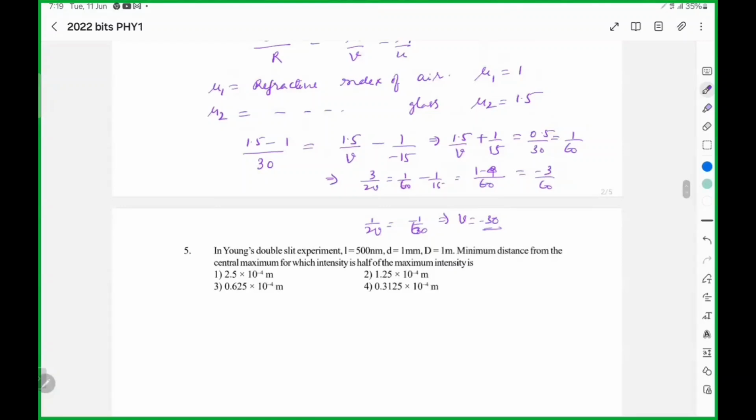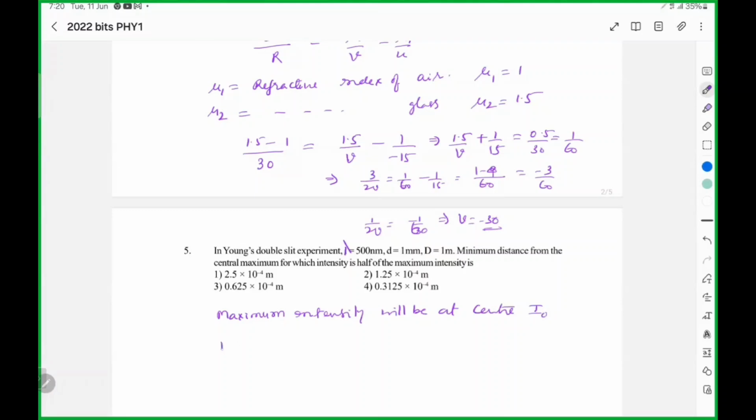In Young's double slit experiment, here the wavelength of a wave is given. The question: minimum distance from the central maximum for which intensity is half the maximum intensity. So we know that maximum intensity will be at the center. Let us say that intensity is I naught.